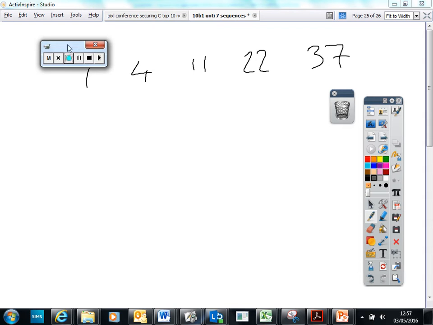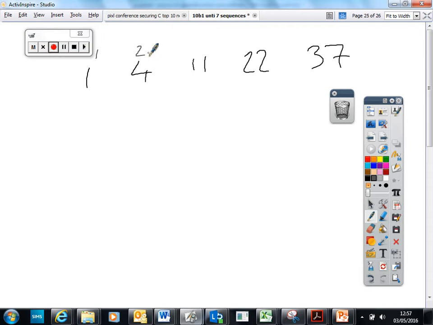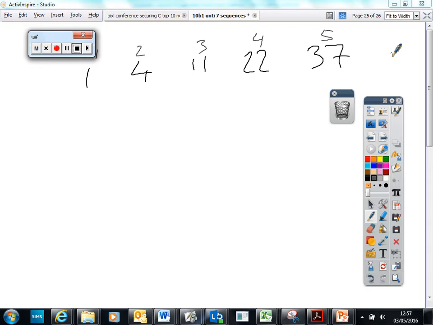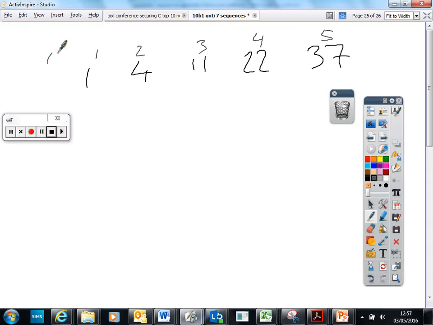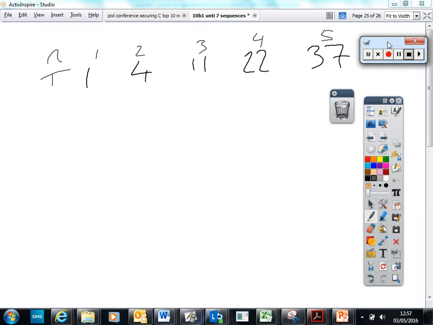Okay, so the very first thing we're going to do here is just put n at the top: first, second, third, fourth, fifth. Which means that this top row is our n and these are our terms in the sequence. Our first job is to find the second difference.